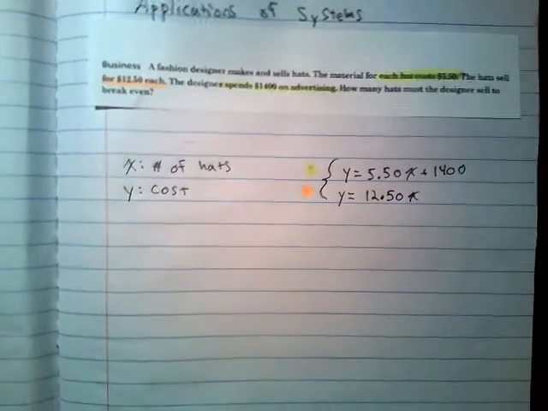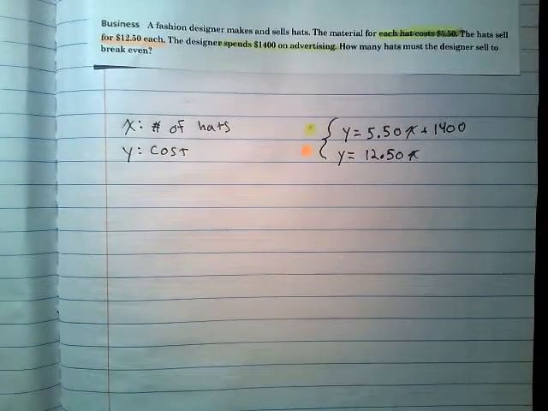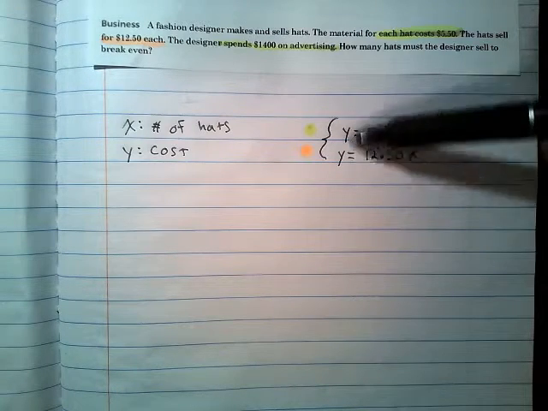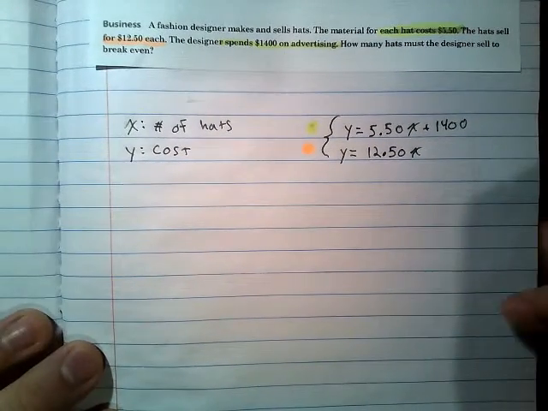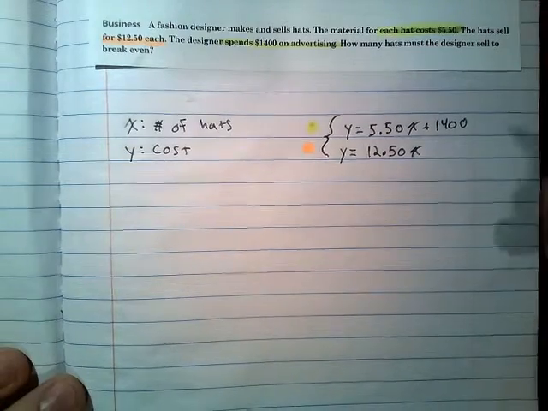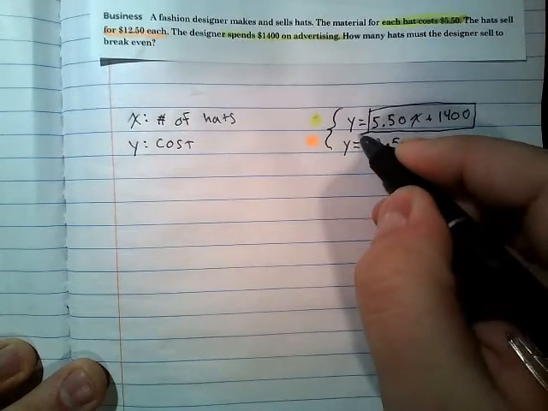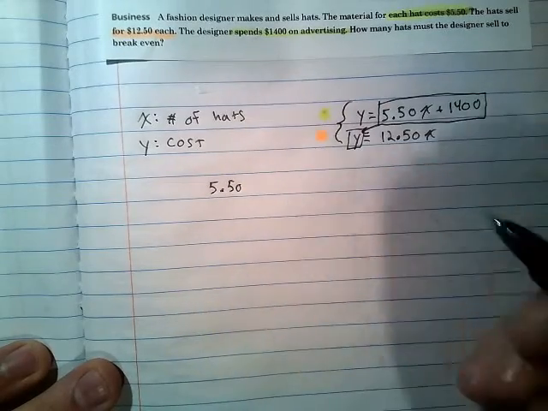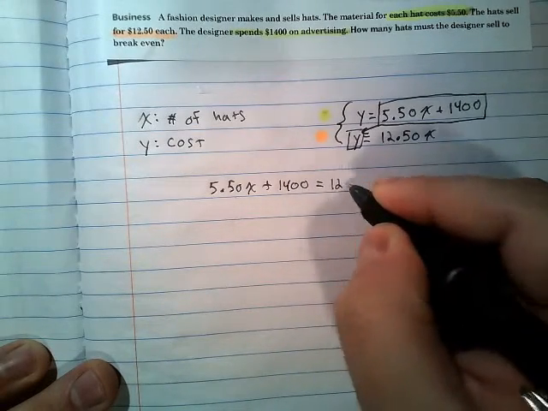I think the easiest way to solve this system would be to use substitution. In substitution, I'm trying to get an equation solved for a variable so that I can substitute it in. It's really easy with these two because they're both already solved for y. The y is already by itself. So I'm going to figure out, when does the cost equal the profit? So I'll put this one in here, and I've got 5.50x, and you don't have to write the 0 if you don't want to, plus 1400 equals 12.50x.